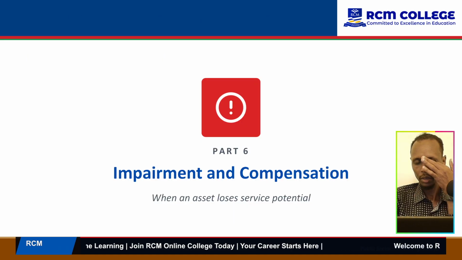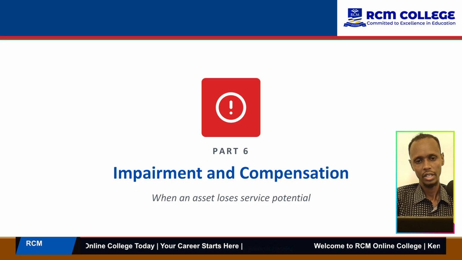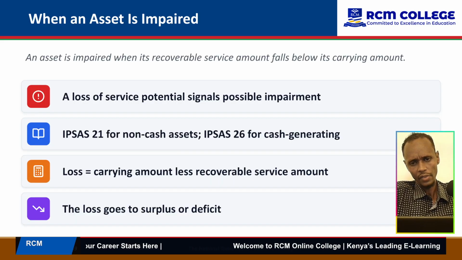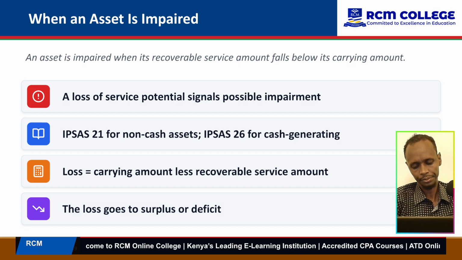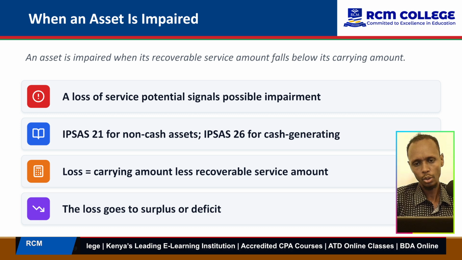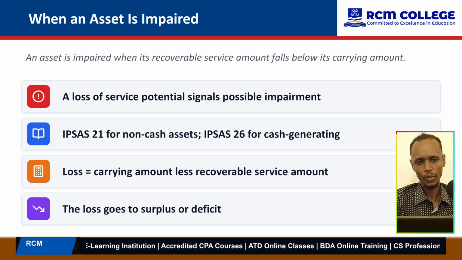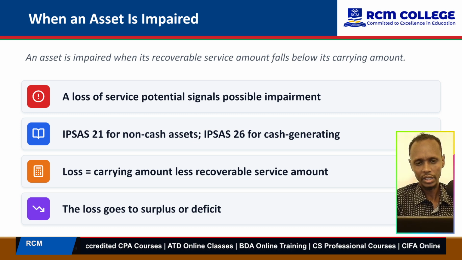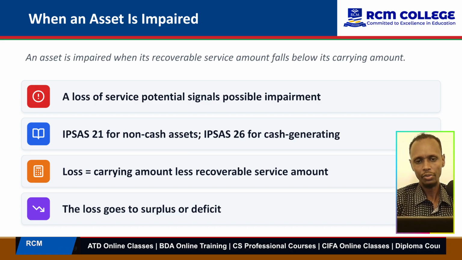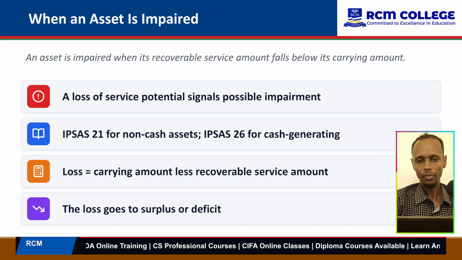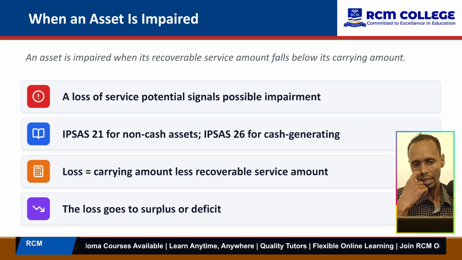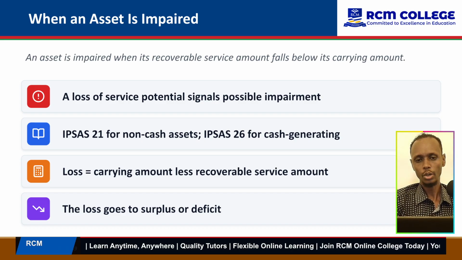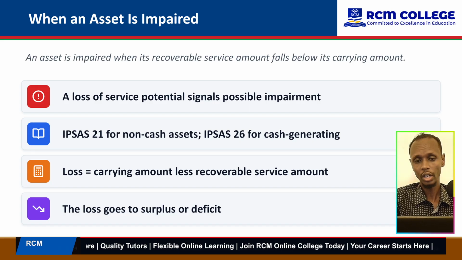Okay. So impairment and compensation. How do we handle them? Impairment is a loss of service potential. For example, you have a building surrounded by a wall. And then God forbid floods come and demolish that part of the wall. So what happens? There is impairment. Another example: if you have a car and the car gets an accident, maybe it loses some parts. That is also impairment because it is not a normal depreciation.